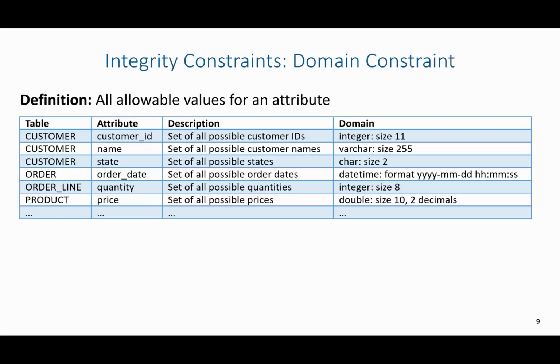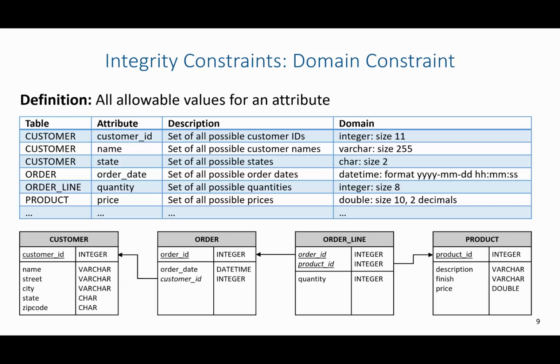The state is going to be a character of size 2, which means that we're going to just use the state abbreviation. The order date is going to use date time, which is going to have the format of the year, month, day first, and then hours, minutes, seconds. The quantity is also going to be an integer, just like customer ID, and price is going to be a double, which is an integer that has decimals. So a double of size 10(2) is going to have 8 numbers on the left and 2 decimals on the right. With regard to the relational model that we had on the previous slides, we now have defined all the domain constraints that exist for each one of the attributes in our relational model.